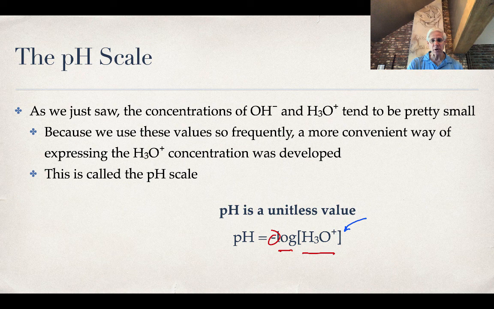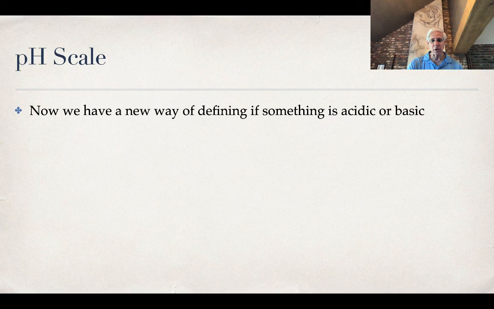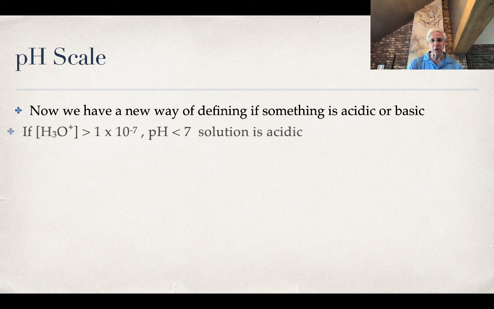Those values for activities tend to be very close to concentrations themselves. If you're doing really precise work, it matters. When you're first learning about how pH works, it doesn't matter. So we're going to use concentration, and we're going to pretend like the concentration has no units for this calculation. So let's see how this works, because now we have a new way of defining if something is acidic or basic.